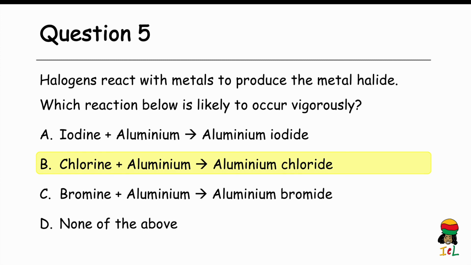The answer is B. Chlorine plus aluminium producing aluminium chloride. Now, of the 3 halogens listed, chlorine, iodine, and bromine, chlorine is the most reactive of the 3. Hence, its reactions would be more vigorous with any metal compared to the other 2 halogens.